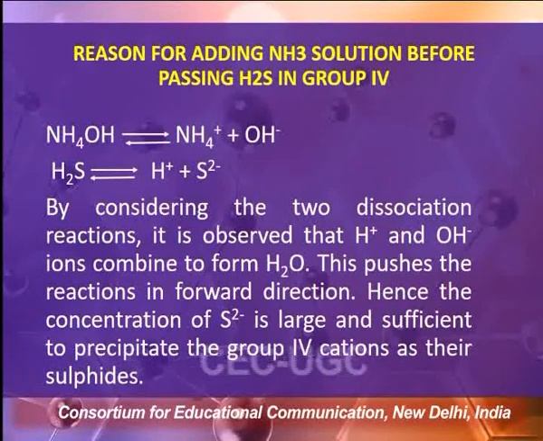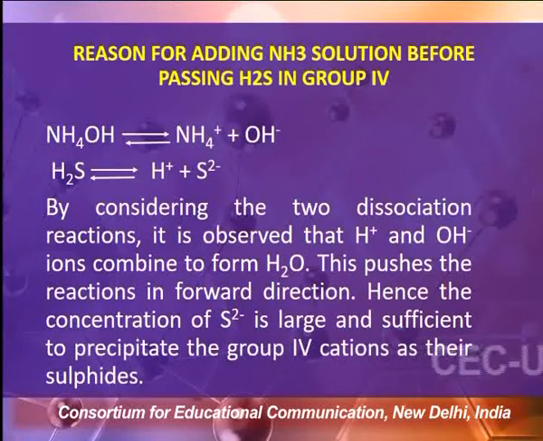By considering the two dissociation reactions, it is observed that the H plus ions produced from the dissociation of H2S and the hydroxide ions produced from the dissociation of ammonium hydroxide both combine to form water. This pushes the reaction in the forward direction. Hence, the concentration of sulfide ions which are produced here is large.